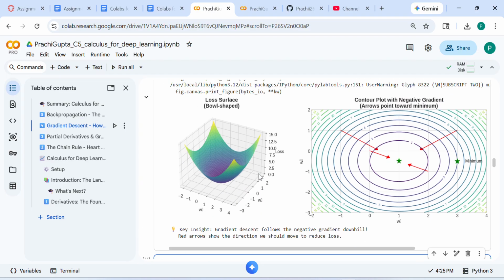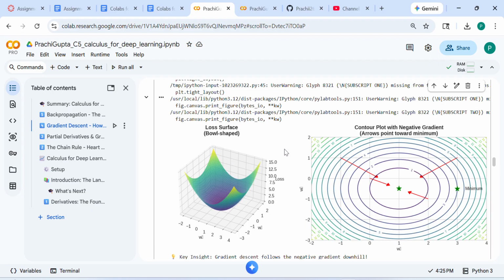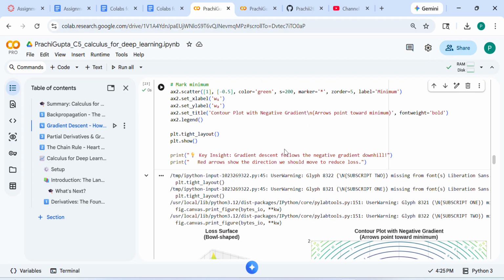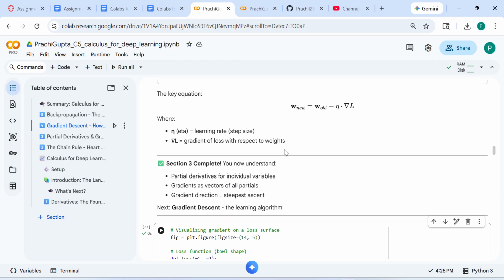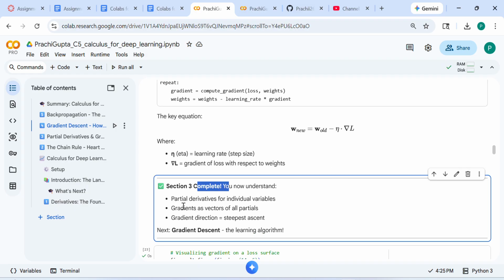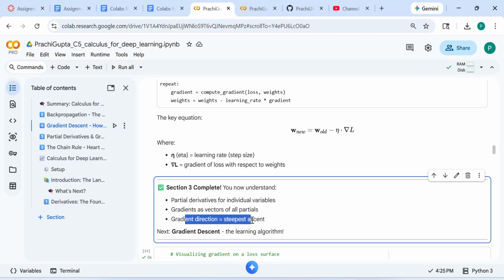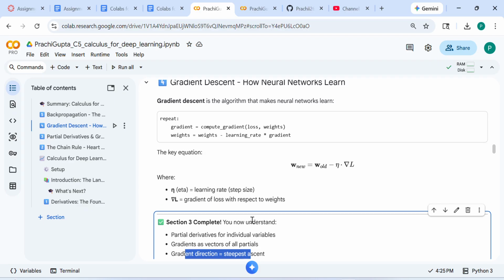If you see the output, this is a bowl-shaped loss surface. So gradient descent follows the negative gradient downhill. The red arrow shows the direction we should move to reduce the loss. So we should move in this direction to reduce the loss. So our third part is completed. We have seen partial derivatives, we have seen gradient vectors and how to create them, and we have seen the gradient direction, how to get it, and how to visualize and plot it.